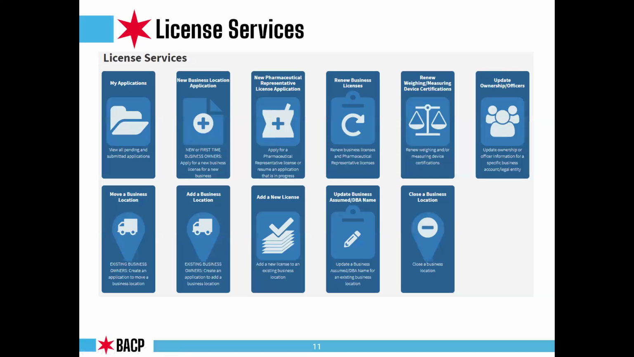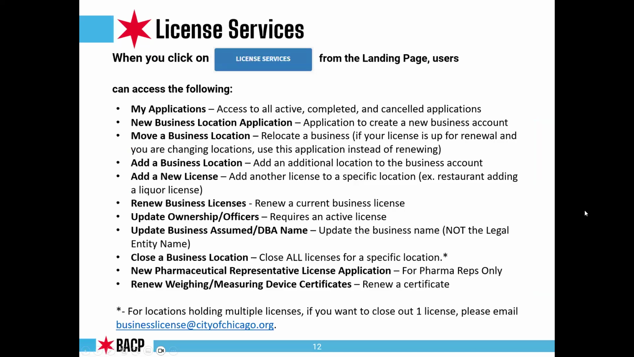License services page gives you access to go to your applications and manage those. Create a new business location application, new pharmaceutical representative application, renew your licenses, your weighing and measuring devices, update your ownership and officers, move a location, add a new license, update your business assumed DBA, and close a location. We'll go into a little more detail on these now.